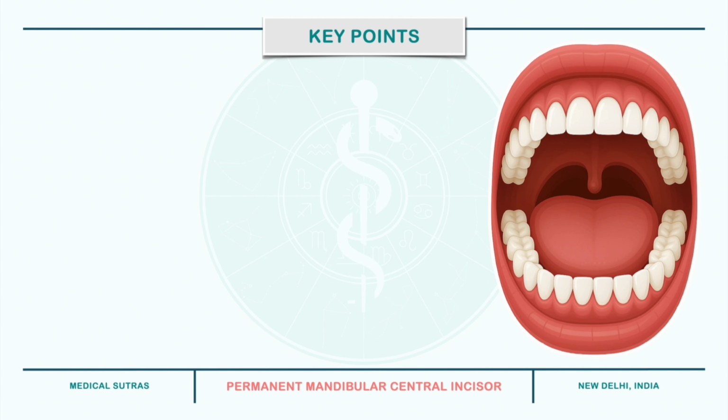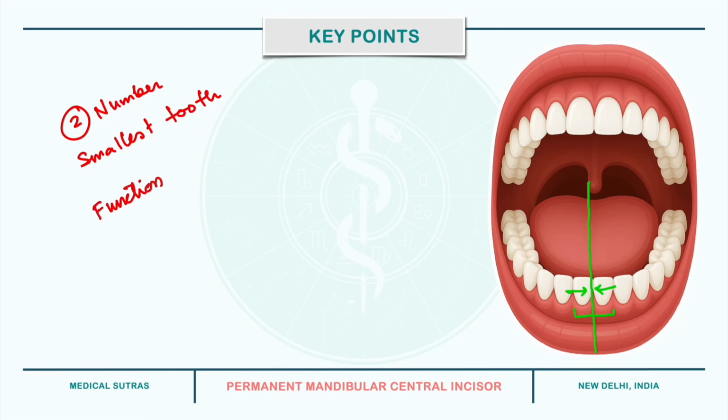The permanent mandibular central incisors are two in number and are the smallest teeth among the permanent dentition. They are positioned centrally in the mandible on either side of the midline with the mesial surface of each tooth in contact with the other. Their primary function is to cut or slice the food into smaller particles so that it can be easily chewed.